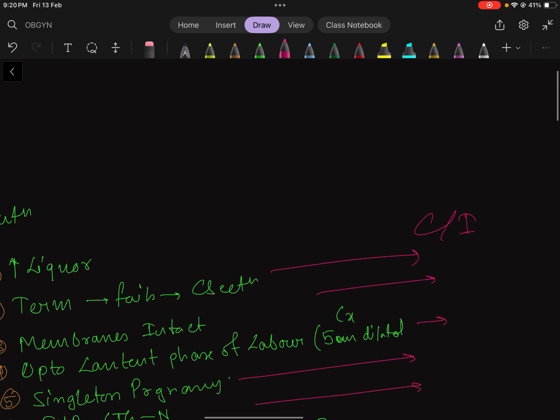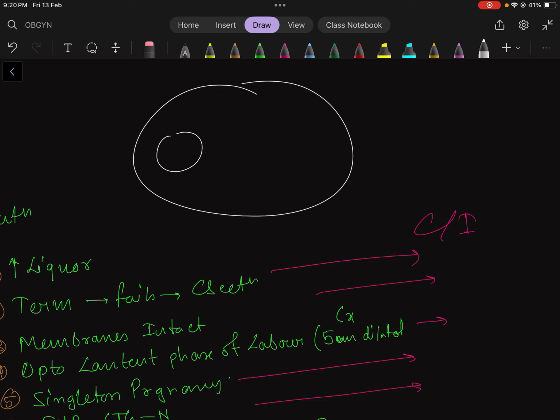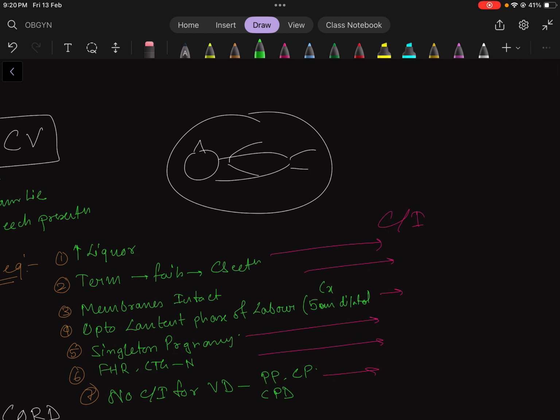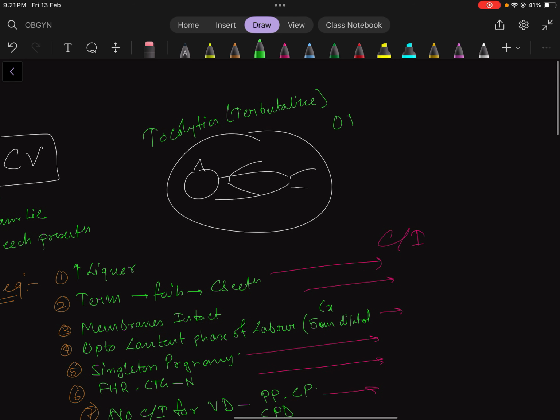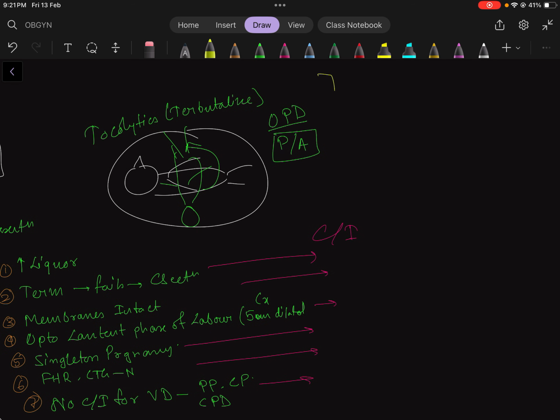Moving forward, what is the procedure? The procedure is basically we have the transverse lie of the baby. So here what we do is, under tocolytics like terbutaline, without any anesthesia in the OPD itself, we per abdominally turn this into a cephalic presentation. So this is what external cephalic version refers to.